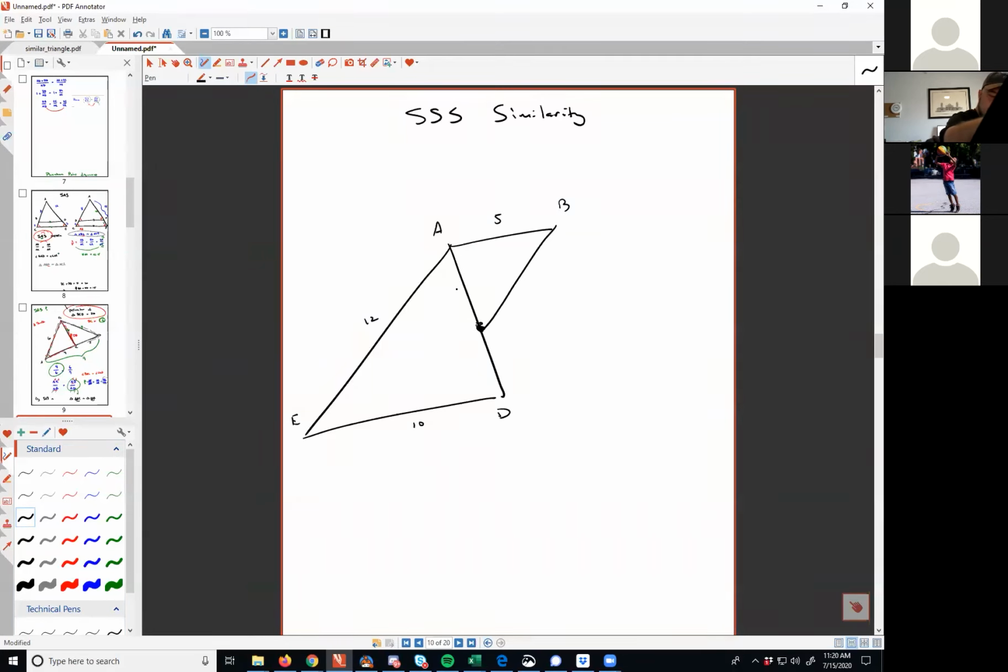Okay, C is going to be the midpoint of AD. And now here's what we want to prove. We want to prove that AE and BC are parallel. And we want to prove that AB is parallel to DE.